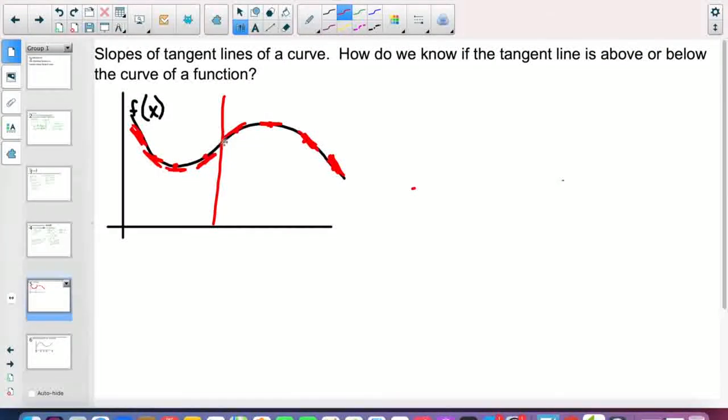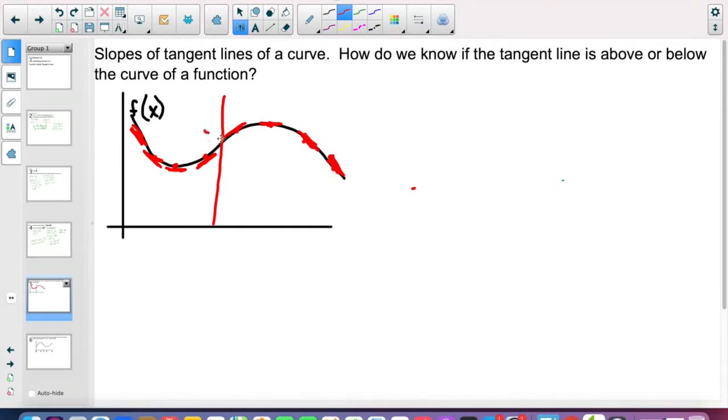Another thing you need to understand is that if your function is concave up, the second derivative has a direct correlation to that. If it's concave up, the second derivative is positive. If it's concave down, like it is here, the second derivative is negative. So concave up, f double prime is positive. Concave down, f double prime is negative.